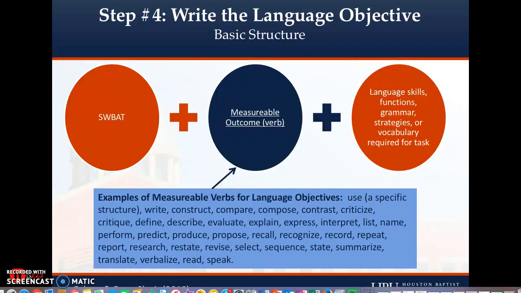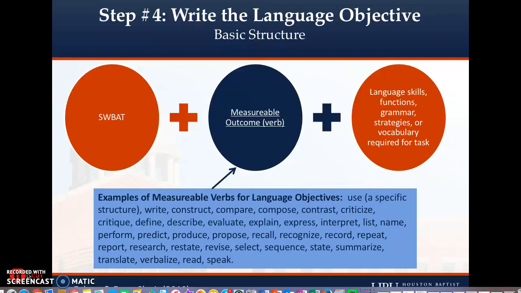You have some statement about the learner will be able to, or the student will, the learner will, something like that. Student will be able to for the first circle. This blue circle, the second circle is you have a measurable outcome. So the next part you need is a measurable outcome verb. And there's a list on this slide for you that are some different measurable verbs that would be good for language objectives. And then the last circle shows you the different categories of things that you might include for the last part of the objective.